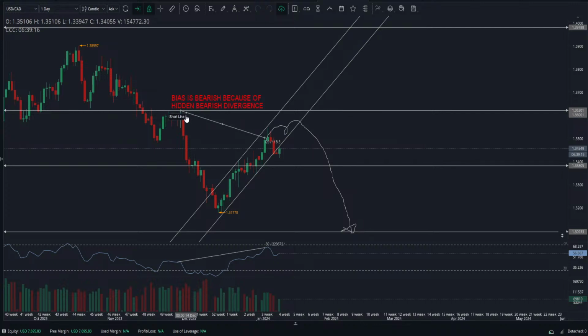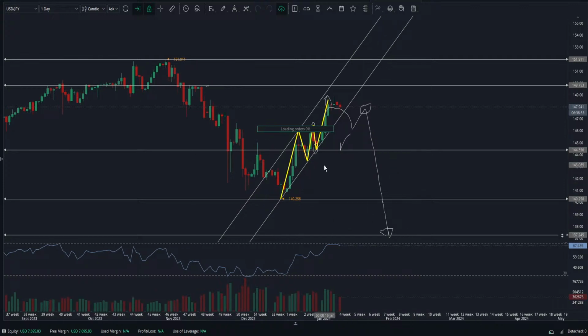Bias is bearish because of hidden bearish divergence. I mentioned it already that this is a hidden bearish divergence. Now, hidden divergence is when the price has failed to make a higher high, but the indicator has made a higher high. You can say that it has created a headroom for the further fall. So this is bearish hidden divergence.